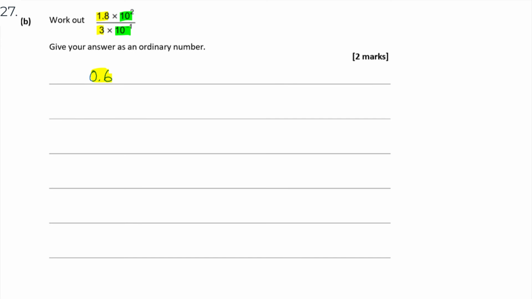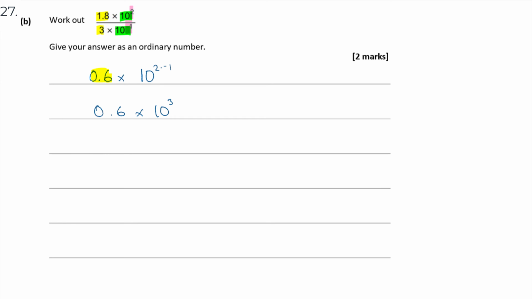Now let's do the division of the powers of 10 next. Now I've got 10 to the 2, and I want to divide it by 10 to the minus 1. When we're dividing numbers with the same base, we simply subtract the indices, don't we? So it's going to be 2 minus negative 1. So it's going to be 10 to the power of 2 subtract negative 1. 2 subtract negative 1 is the same thing as 2 plus 1. So that is going to be 0.6 times 10 to the 2 plus 1. It's going to be 10 to the 3. Okay? Now it says give my answer as an ordinary number.